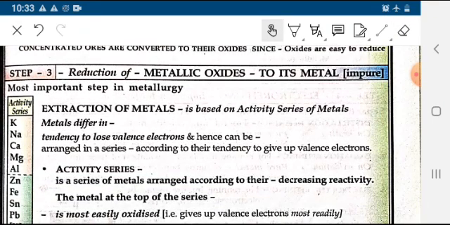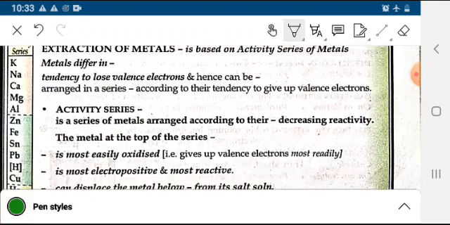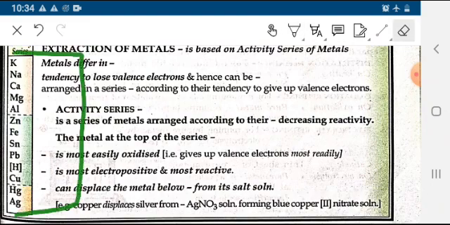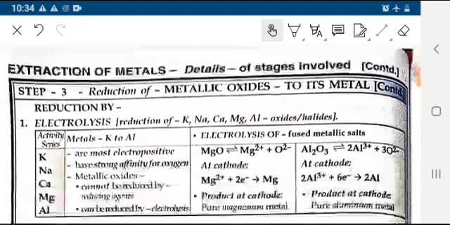Third step is the reduction of metallic oxides to its metal. Extraction of the metal is based on the activity series of metals. You can see that the activity series has been given, and this classification of elements shows which metal will be extracted by which process. So this is the process for the separation of the elements.